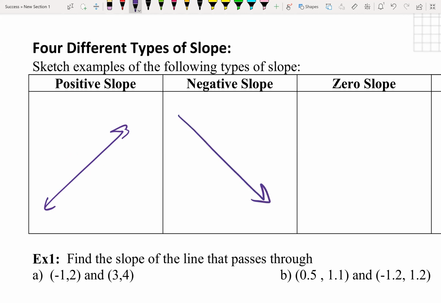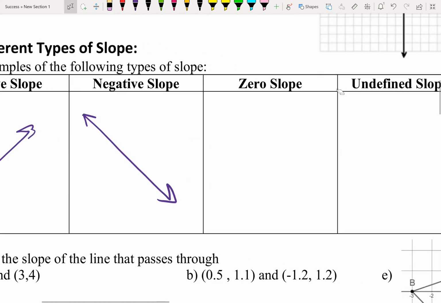A negative slope is the opposite. If you notice, as we go down, we go to the right. Going down is what makes it negative, and going to the right is positive. If we have a negative over a positive, that is a negative slope. Same if we look at it the other way. If I go up and to the left, up is positive, left is negative. So overall, that would make that slope a negative.